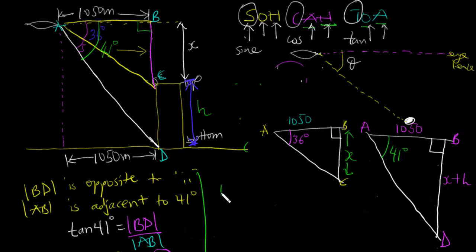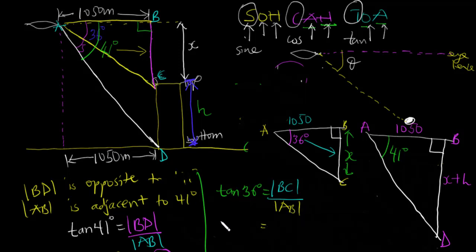So I write tan 36 degrees and I express it as the opposite side over the adjacent side. The opposite to the angle 36, that is the side facing 36, is the side BC, and the adjacent side to this is the side AB.